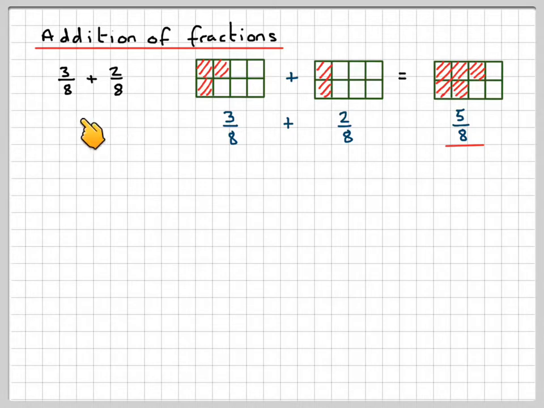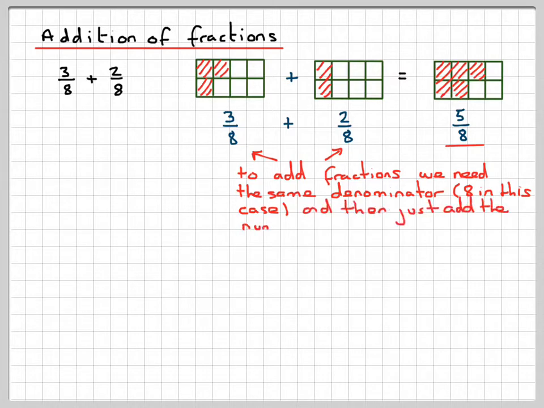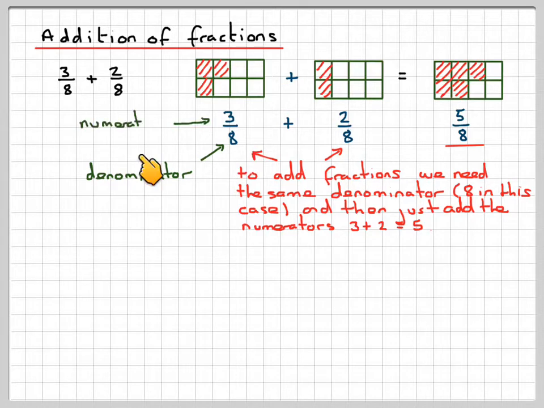So if we have the same denominator, it's very easy to add together fractions, because all we need to do is add together the top number, which we call the numerator, which is 3 plus 2. So to add fractions, we need the same denominator, that's the bottom number, 8 in this case, and then just add the numerators 3 and 2. These are the top number. So we've got the definition here of a denominator and a numerator.